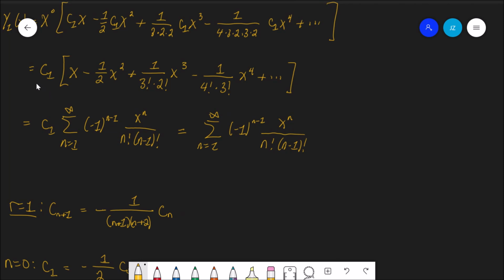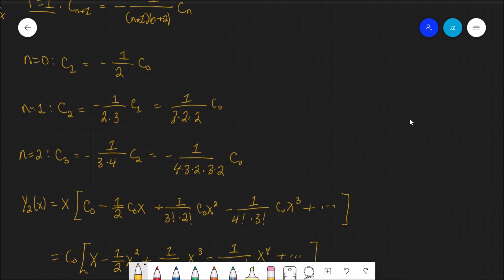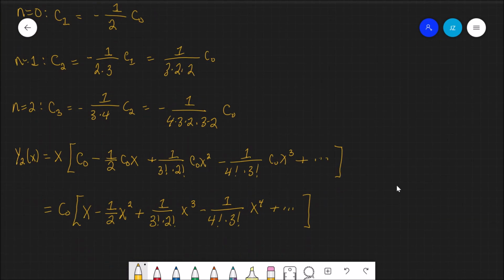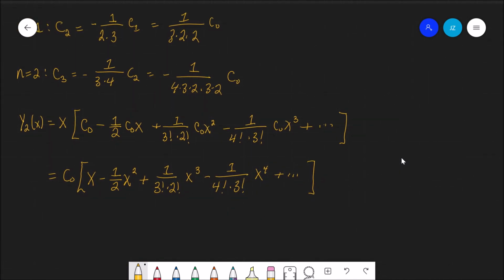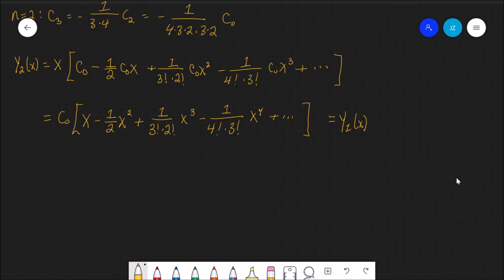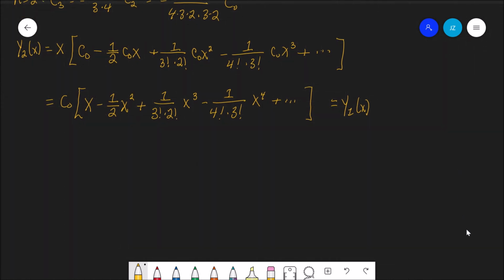that is identical to this. Remember, C0 is any constant, set it equal to 1. We get the exact same thing. So we do not get a second solution out of this. This means we have to form a second solution.